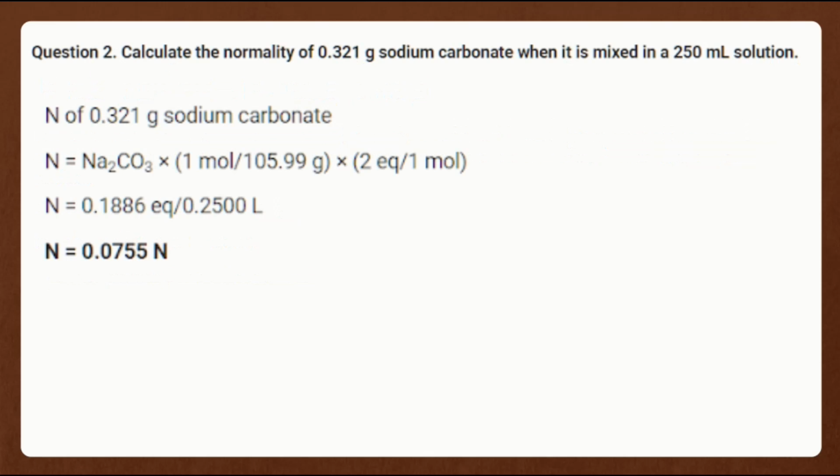Calculate the normality of 0.321 gram of sodium carbonate when it is mixed in a 250 ml solution. Normality of 0.321 gram sodium carbonate, N is equal to Na2CO3 into 1 mole by 105.99 grams into 2 equivalents by 1 mole. N is equal to 0.1886 equivalents by 0.2500 liters. N is equal to 0.0755 normal.